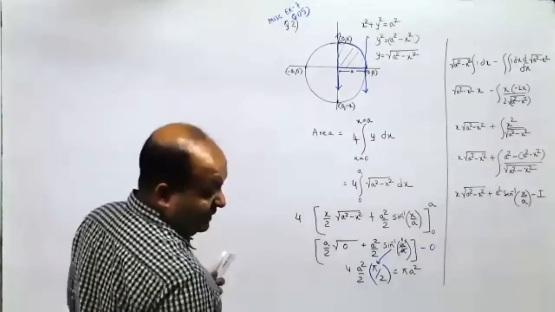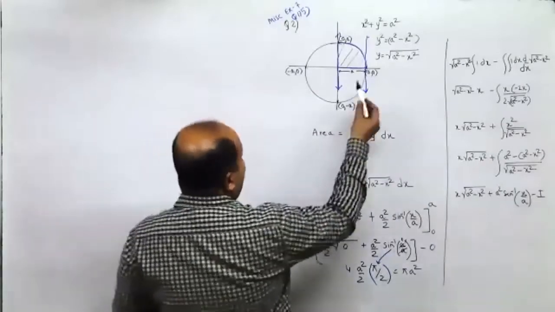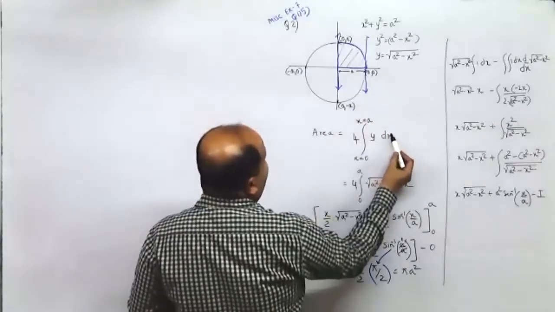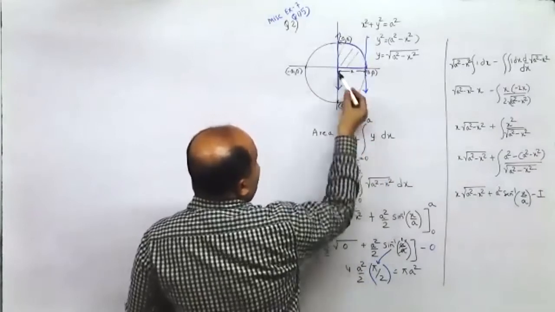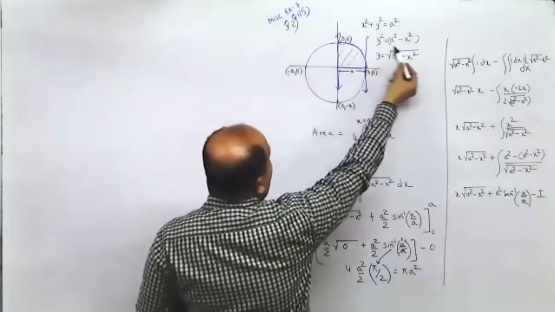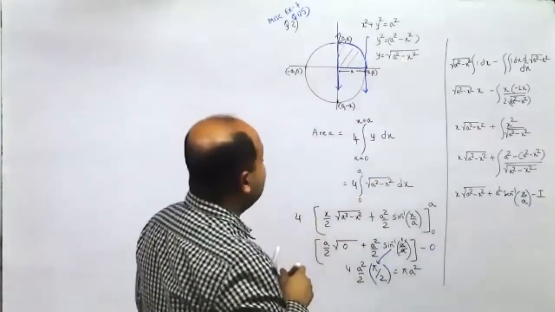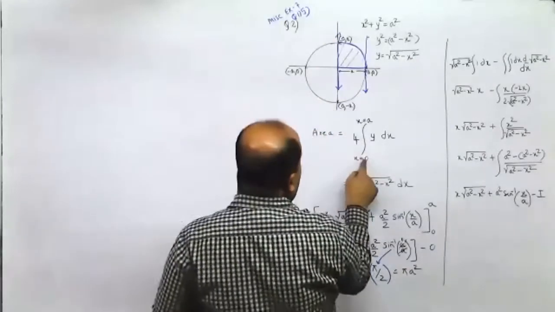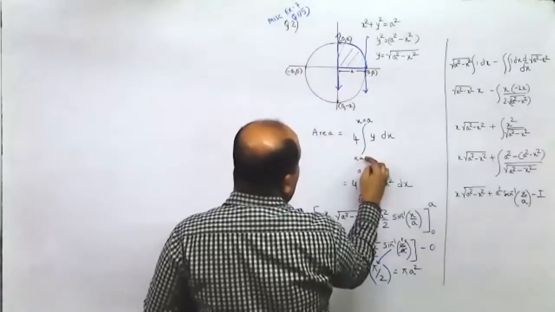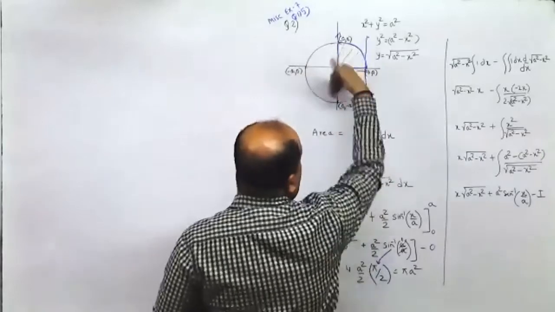Now, if you would have taken it with respect to y-axis, then you could have taken x dy, and you could have taken 4 times, and then you could have taken this line and this line. Or else, the other method would have been minus a to a, and then you could have taken double of it to find the total area.